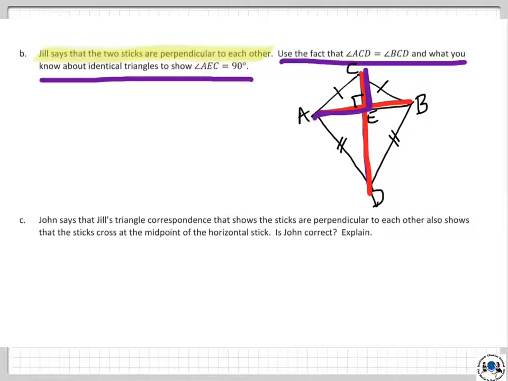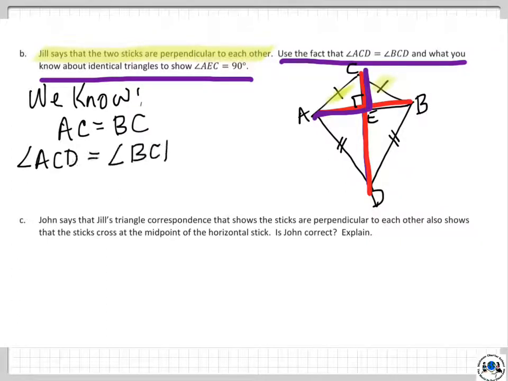So here's what we know. We know that AC equals BC. We're given that, and we can see that here and here. We also know that angle ACD equals angle BCD. So we have that right there. We know that those are equal.